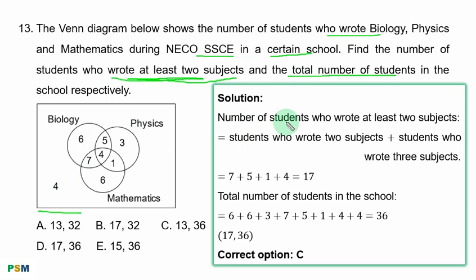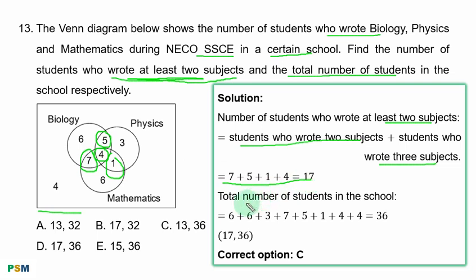Number of students who wrote at least 2 subjects means number of students who wrote 2 subjects plus students who wrote 3 subjects. Here you have 2 subjects, 5, another 2, 7, another 2, 1, plus 3 subjects. You add them together and you have 17. That is the first part.